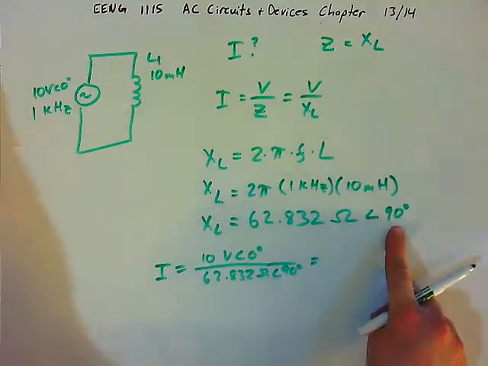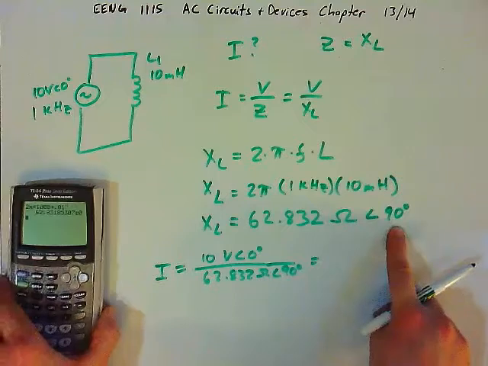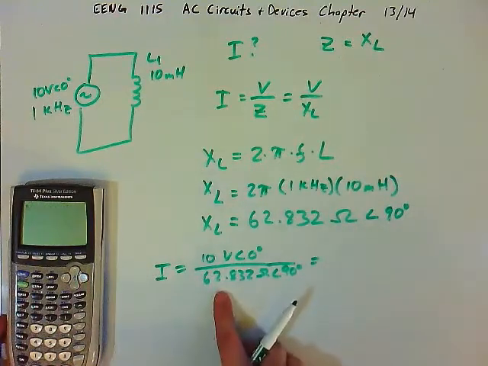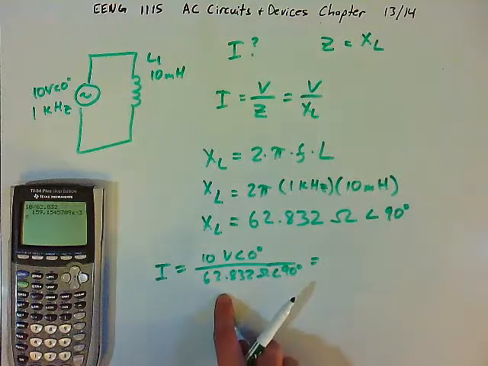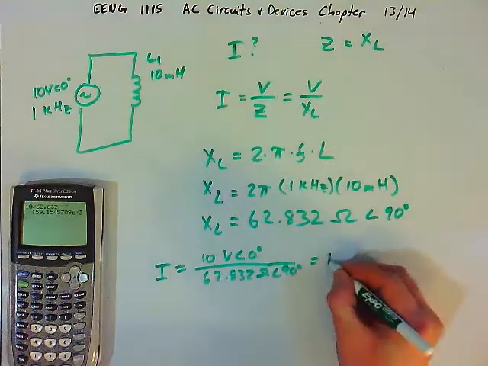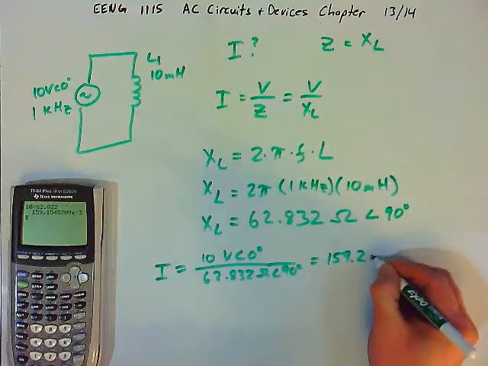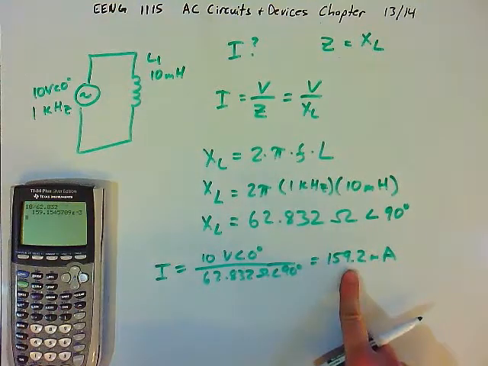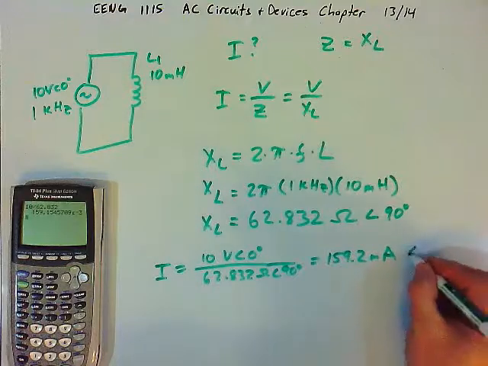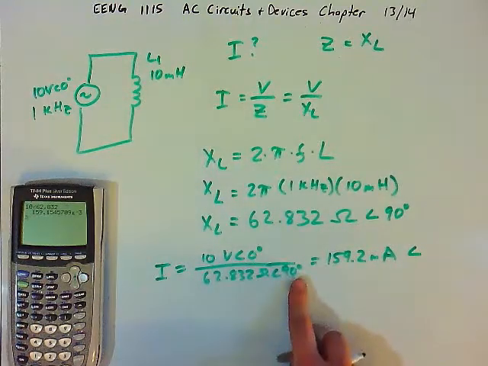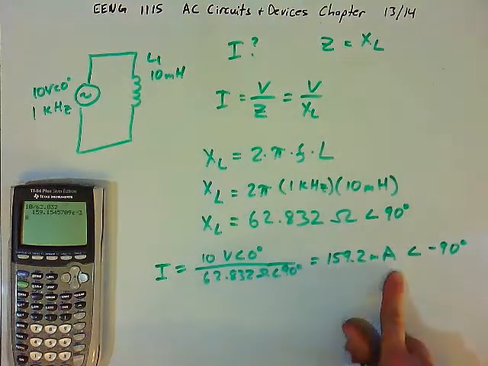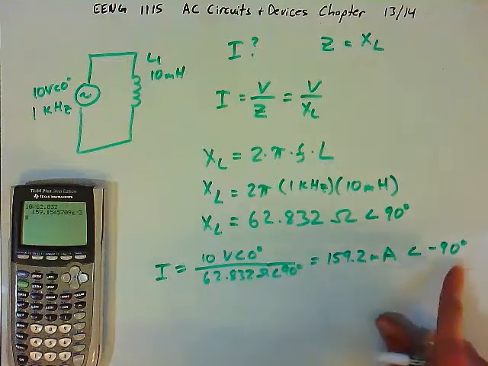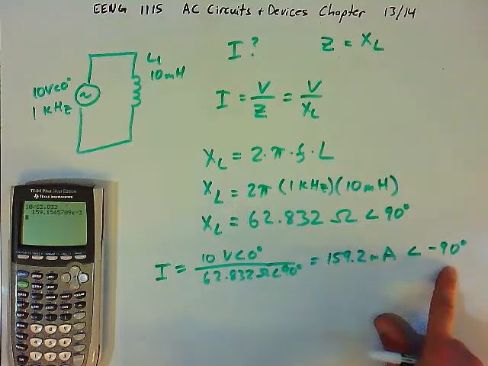And so the question was, why is it always at positive 90 degrees? So let's divide these two vectors. We divide the magnitudes first. 10 divided by 62.832 is going to be 159.2 milliamps. And the angle, we subtract the angles when we divide vectors, so 0 minus 90 is going to be negative 90 degrees. And if you remember, in an inductive circuit, we said that the current will always trail the voltage by 90 degrees.